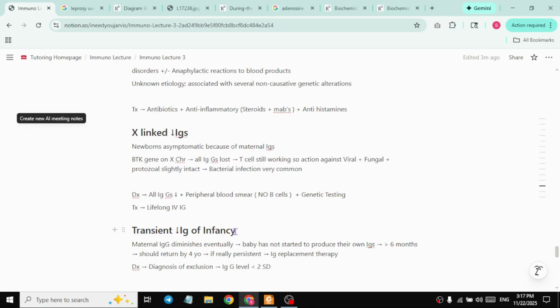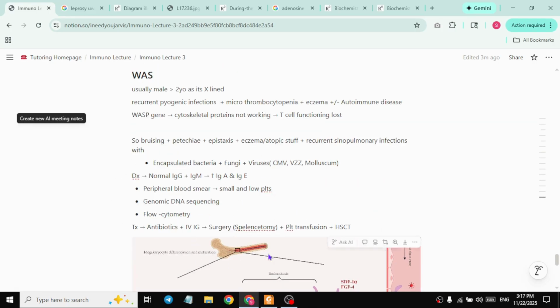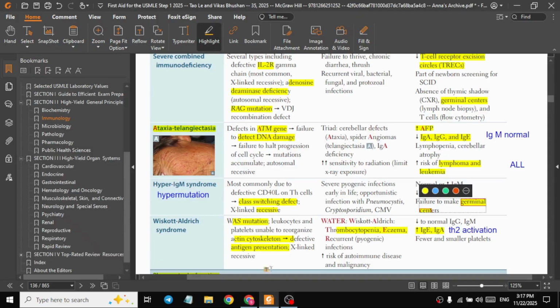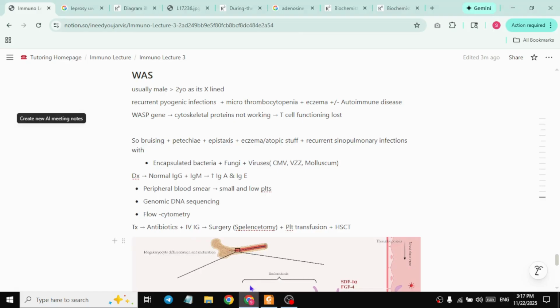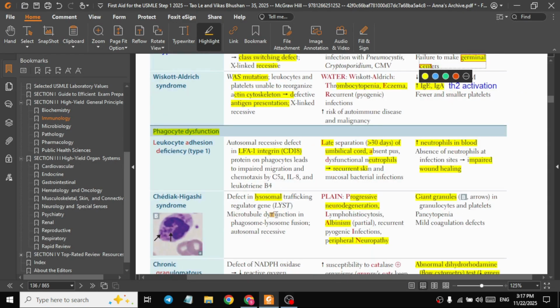Last one is Wiskott-Aldrich. Okay, very interesting thing. What are you doing here? In this case, you have this mutation in the WASP gene. Now the WASP gene, if you look here, is also directing cytoskeletal elements. We've also seen cytoskeletal elements over here: lysosomal trafficking, microtubule dysfunction, right? So this cytoskeletal element and this sort of look alike, right?